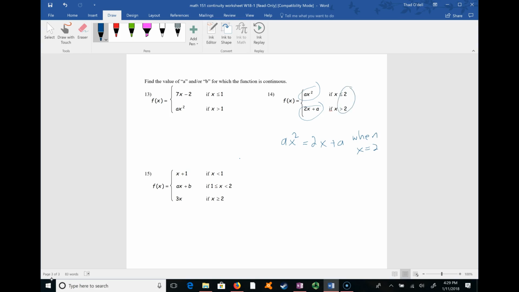So if I plug in 2 for x, I get 4a is equal to 4 plus a. Then if I subtract a from both sides, I get 3a is equal to 4, which means a is equal to 4/3. So that tells me if I make a equal to 4/3, this would be a continuous function. So basically making the parabola and the line connect. All right.